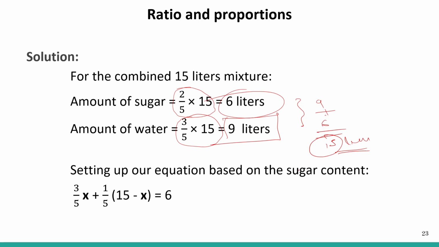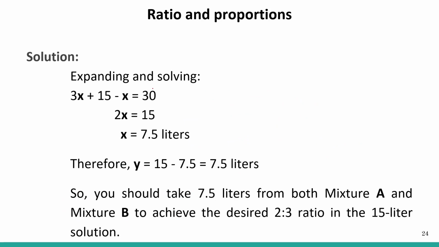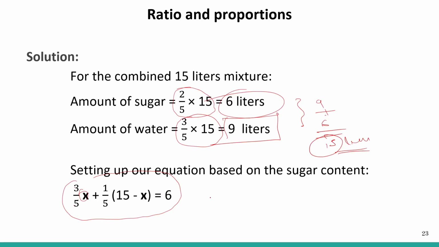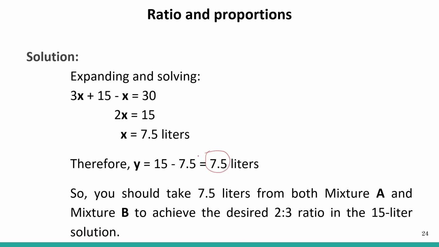So setting up our equation based on the sugar content, 3/5x plus 1/5 into (15 minus x) is equal to 6. So if we solve this, what we are left with is 3/5x plus 3 minus 1/5x is equal to 6. So this becomes 2/5x is equal to 3. So this implies that x is equal to 15/2, that becomes 7.5. So 7.5 liters is the amount of x.